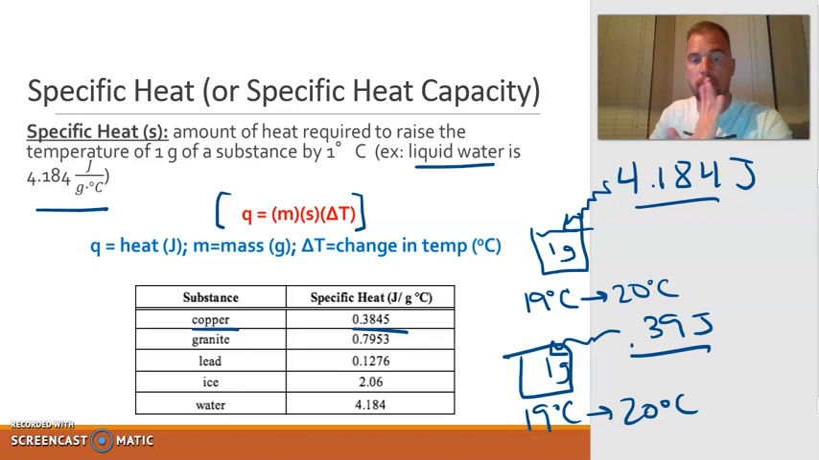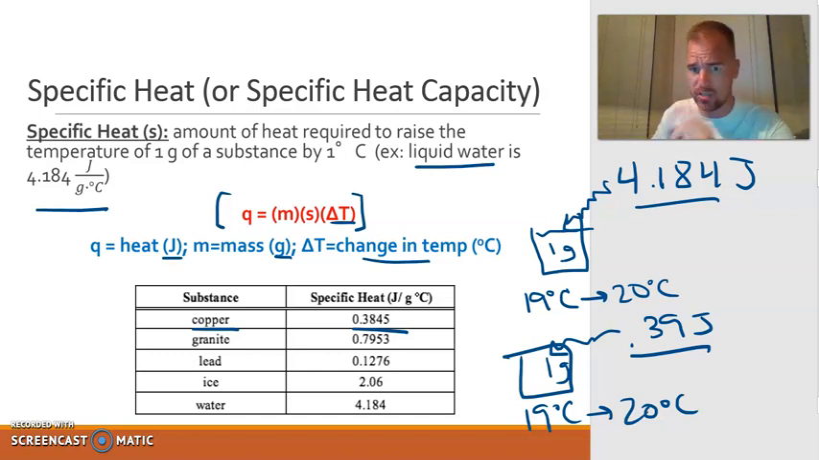It's very important to know what each of these variables mean, and what the units are, before we get into an example. So Q, we should be familiar with. Q is heat. Notice heat is going to be measured in joules. You'll see why in just a moment. M is going to stand for mass. Mass needs to be in grams. Delta T is going to be your change in temperature.